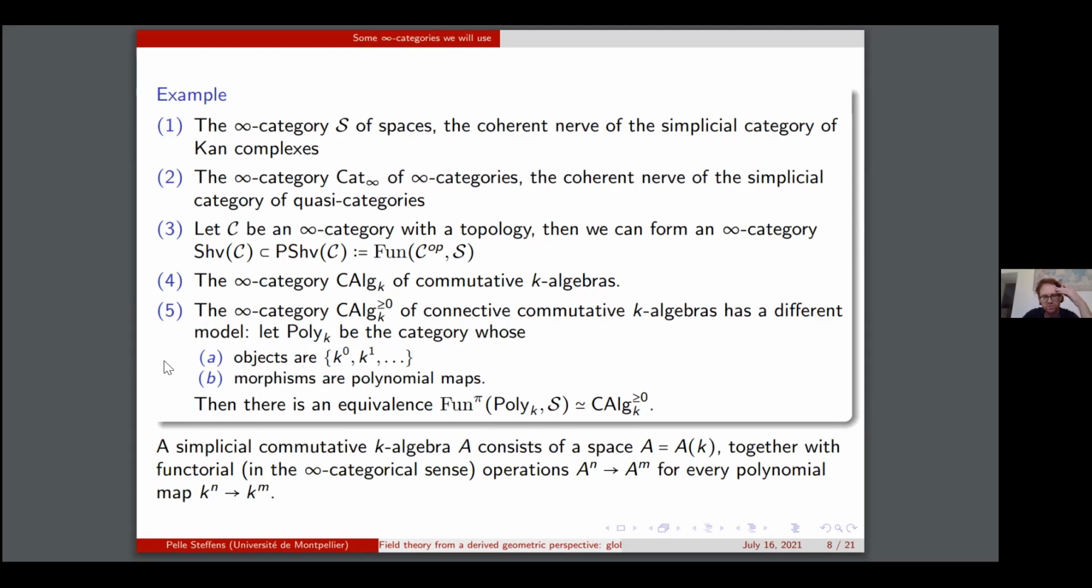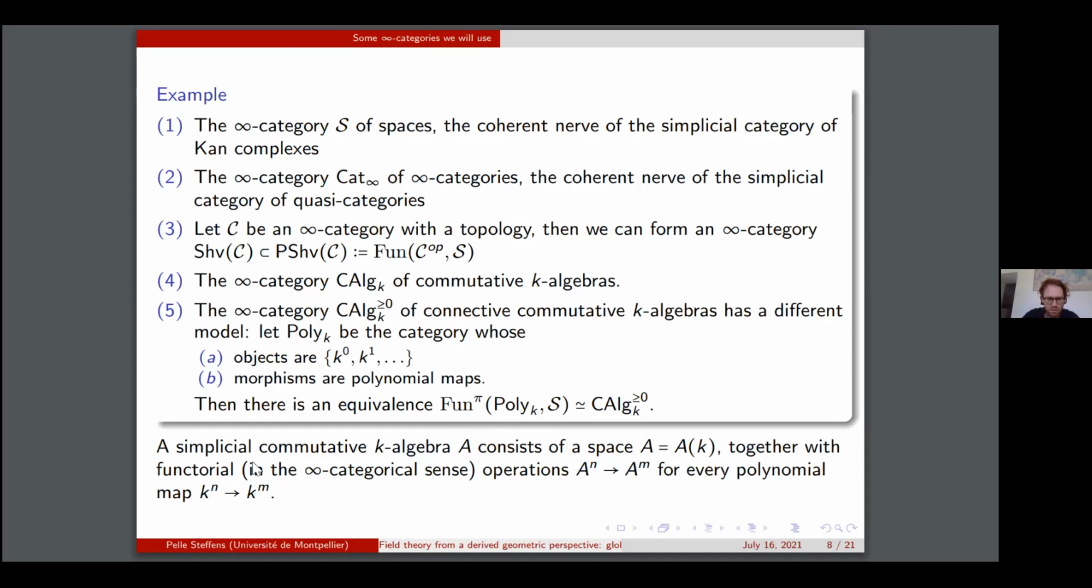What does such a functor give you? So suppose you have such an A. You have then a space, A applied to K, which determines all other values of the category because A is product preserving. And then all the polynomial maps determine for you sort of functorial or homotopy coherent operations between A to the N to A to the M for every polynomial map.